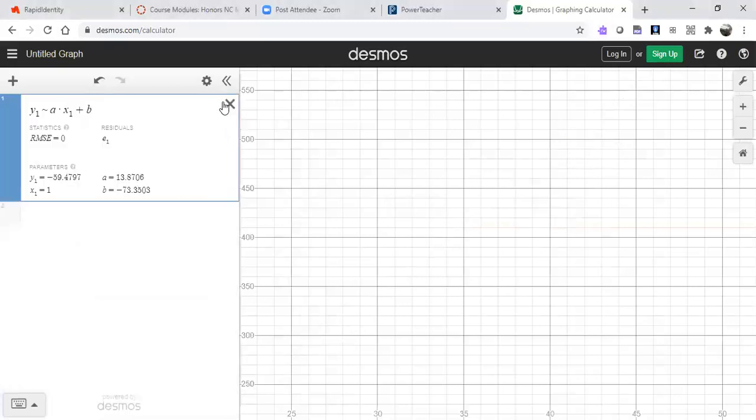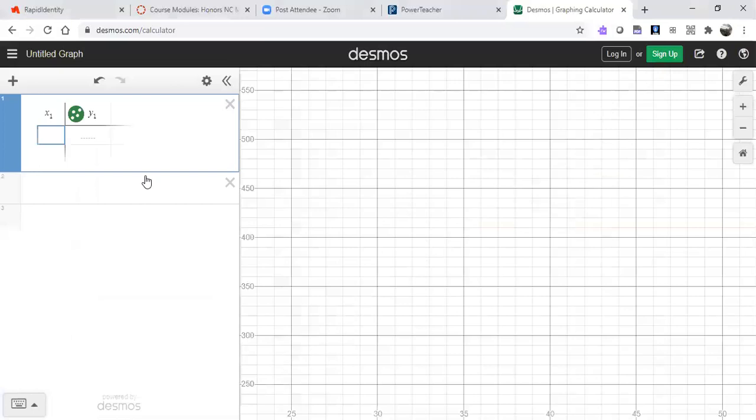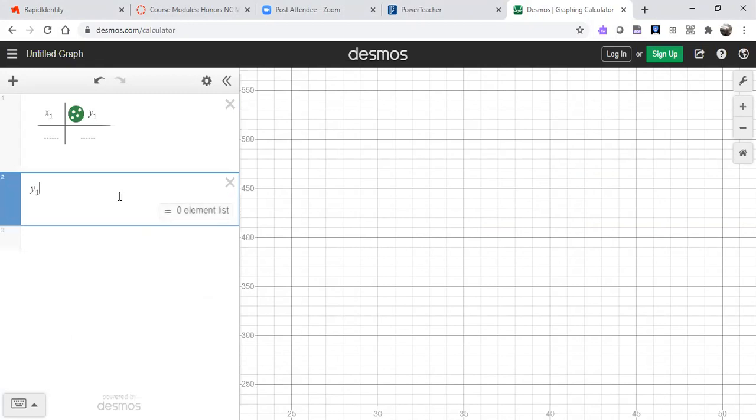Get rid of the old ones, get a new table. Actually, probably could have kept the prediction model. What is it? Y1 tilde A times X1. It will not work if you don't put those little subscripts. So if you're not getting any kind of answer here, it might be because you're not using the subscripts, and it can't be an equal sign.